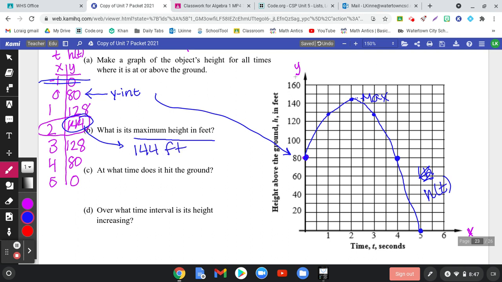At what time does it hit the ground? Right here, it's hitting the ground. 5 seconds.